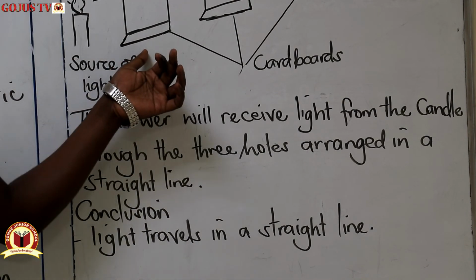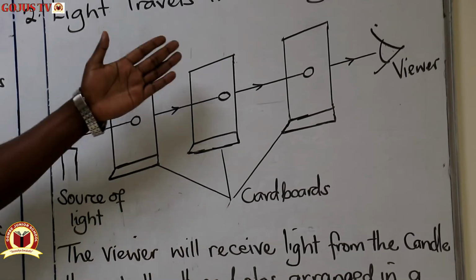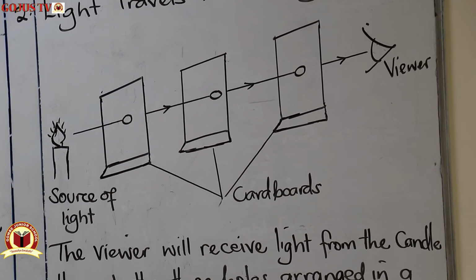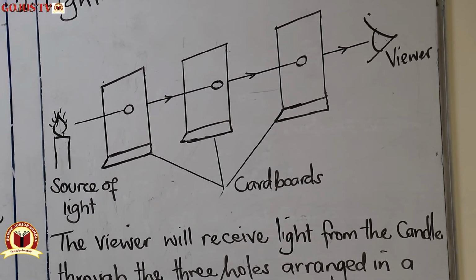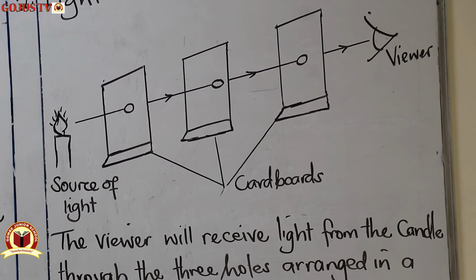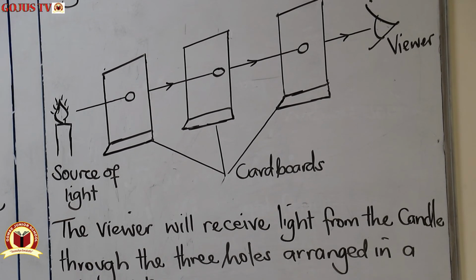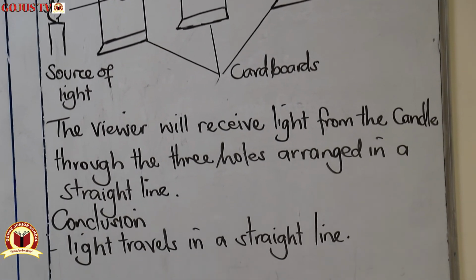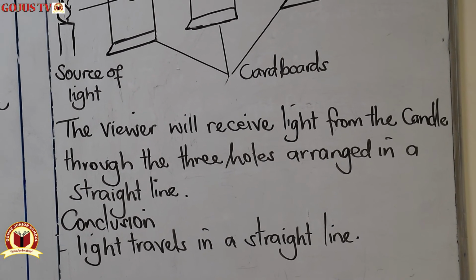Had we adjusted any of the cardboards and moved it slightly up or down, then this person wouldn't be able to see the light from the burning candle because we would have blocked it. So in conclusion, we say that light travels in a straight line.